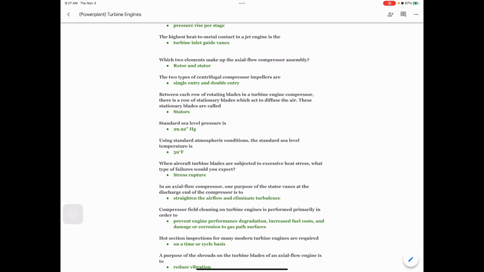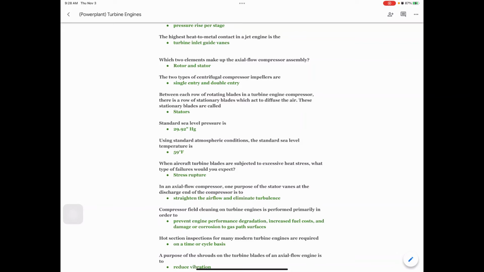Which two elements make up the axial flow compressor assembly? Rotor and stator. The two types of centrifugal compressor impellers are single entry and double entry. Between each row of rotating blades in a turbine engine compressor, there is a row of stationary blades which act to diffuse the air. These stationary blades are called stators. Standard sea level pressure is 29.92 inches Hg. Using standard atmospheric conditions, the standard sea level temperature is 59 degrees Fahrenheit.